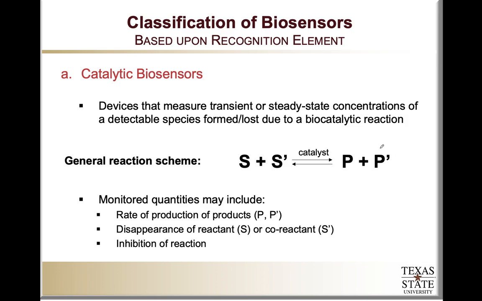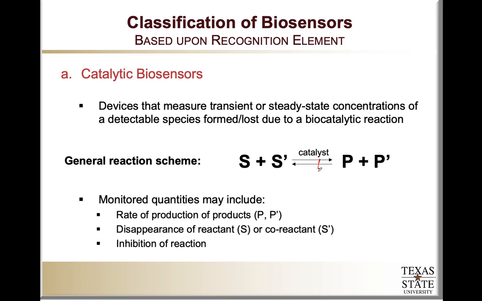We can measure the rate of production of the products. We can measure the rate of disappearance of the reactant or the co-reactant, or we can actually measure the inhibition of the reaction, because the catalysts can usually be inhibited by certain molecules that can bind on the same active spot on the protein. An enzyme is a protein, so if the active site is blocked, then that enzyme is not going to work.